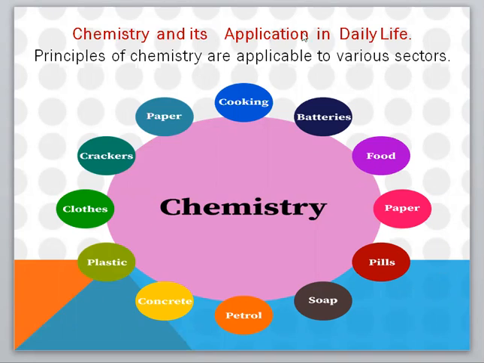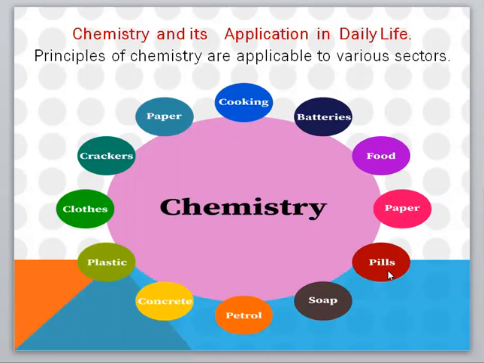Chemistry and its application in daily life. Principles of chemistry are applicable to various sectors. Cooking: various types of chemicals are used during cooking, like baking powder, salt, sugar, water. These are the chemicals. Batteries, flow of current, it is chemistry. Food, all types of food, preserved food, canned food, and processed food are chemistry.